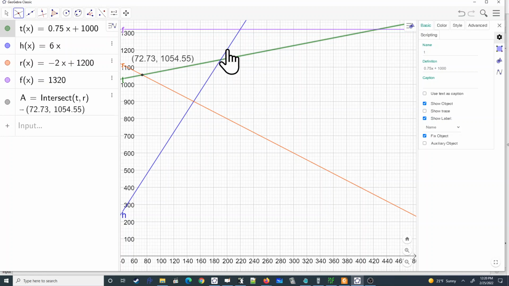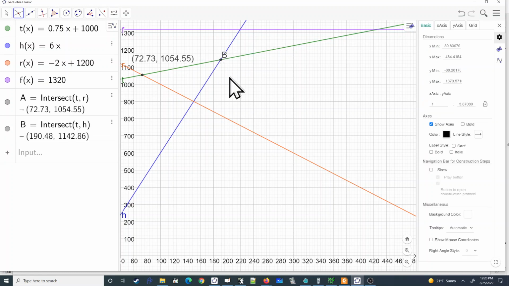This time I'm going to choose the hare graph. I've got point B. Yes, this is exactly the coordinates I'm looking for. This is the amount of time. This is the distance, just like I said it was on the paper. But what I would prefer is to have that actually be coordinates.